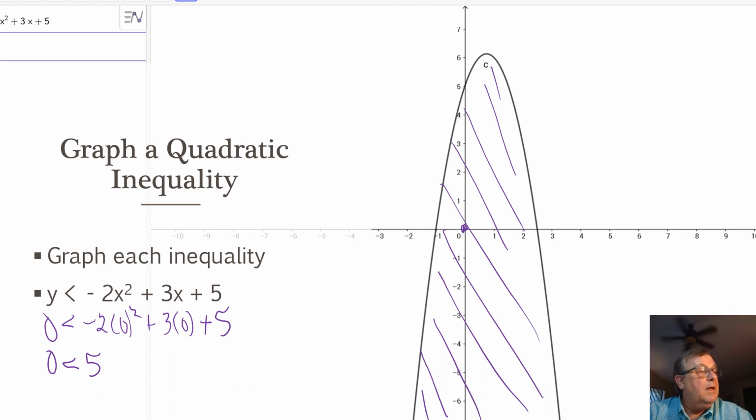solution set. Now, next up, we'll use the calculator, and we'll actually use it not only to do the shading, but we're going to also solve the quadratic inequality. I know you can't wait, neither can I.